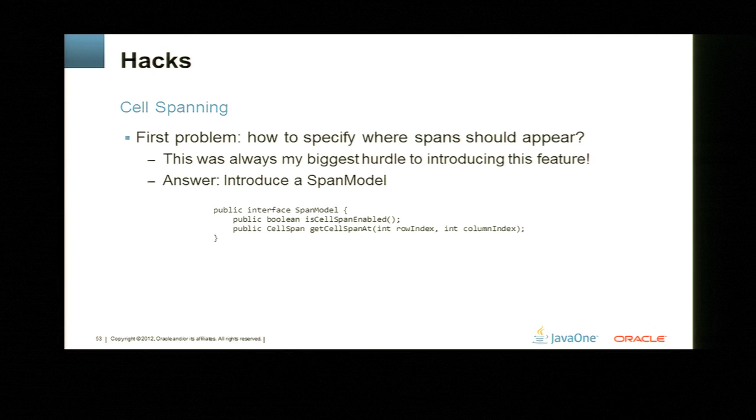And it says, is cell span enabled, true or false? If it's true, then we're going to start caring about what the other method says. Otherwise, we're just going to go on as per usual. The second method returns a cell span object, which I'll cover shortly. And basically, we get the cell span at a given row index and column index. And I'll go through this in a bit more detail shortly.